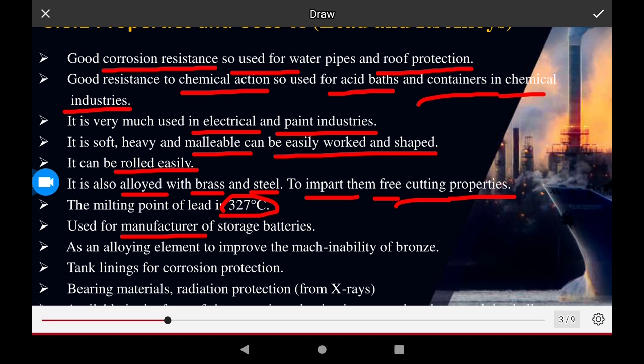Used for the manufacture of storage batteries. Lead is used as an alloying element to improve the machinability of bronzes. Used for tank lining for corrosion protection, bearing material, and protection from X-rays.